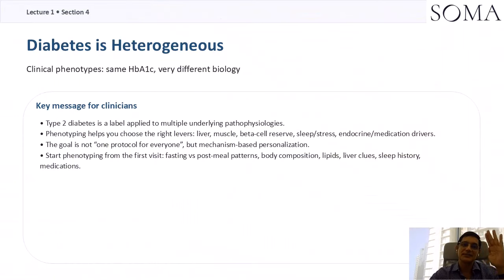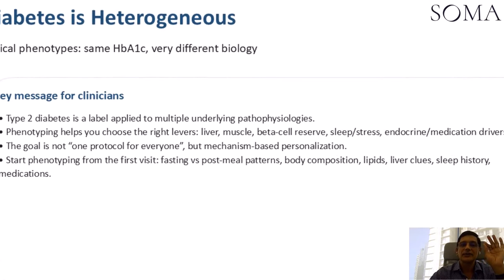Now, let us talk about heterogeneity, because this is where functional medicine becomes immediately practical. In real life, type 2 diabetes does not behave like one disease. It behaves like multiple diseases that share a final common outcome, elevated glucose. And that's why treating type 2 diabetes as a single uniform condition produces inconsistent results. Because what we call type 2 diabetes is often a label placed on many different biological patterns.